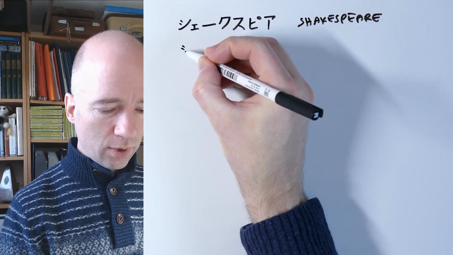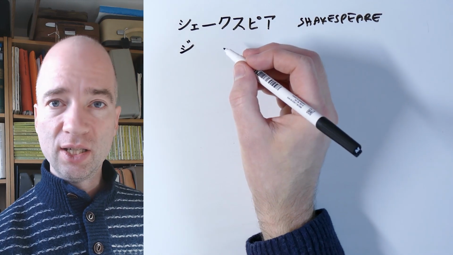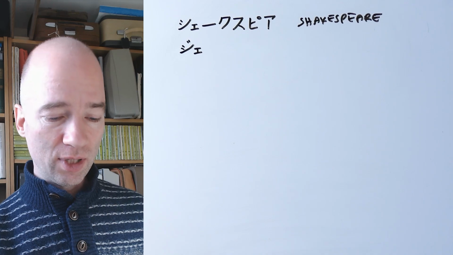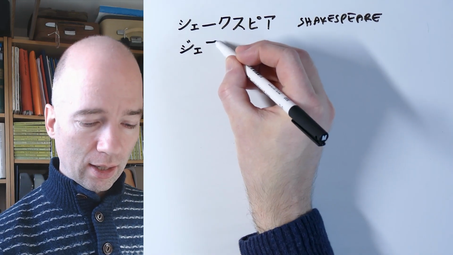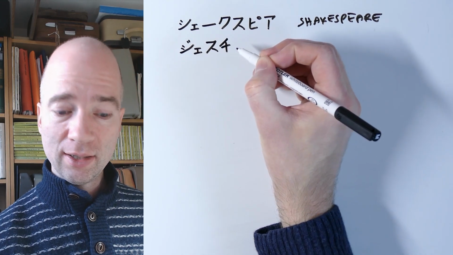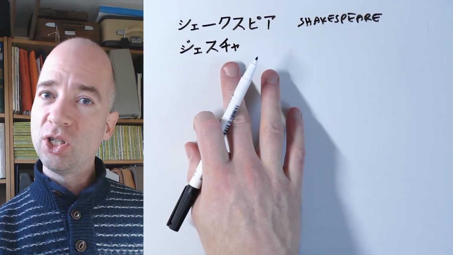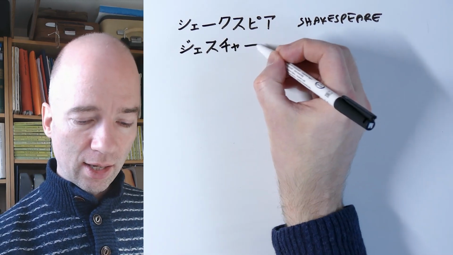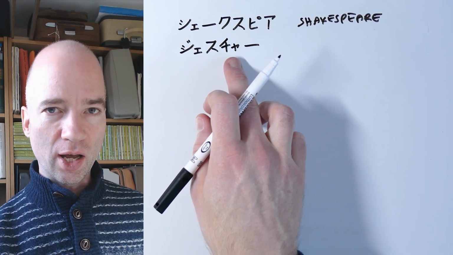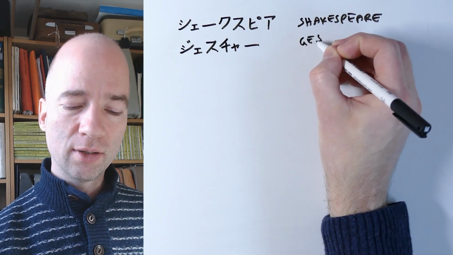Other ones, let's see, we have she, but we add the dakuten, so it becomes ji. Again, we add the half size e, so that becomes je. Su, chi, small half size ya becomes cha. And then we have a vowel doubling. Gesture. That means gesture.